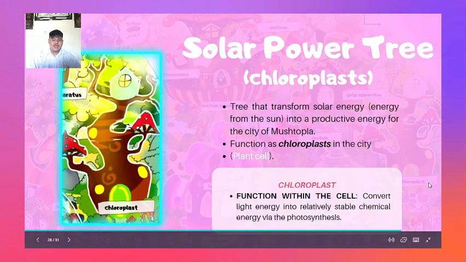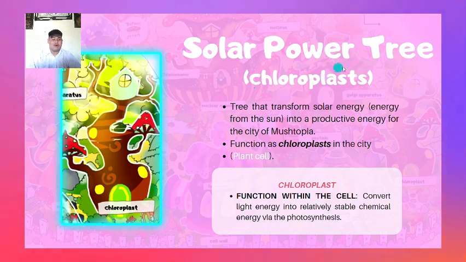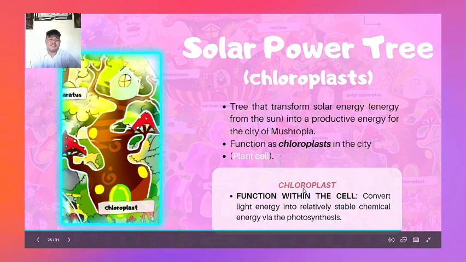Next is the last one, which is the solar power tree. The solar power tree acts as a chloroplast because it is also like a tree that transforms solar energy from the sun into a productive energy for the city of Mushtopia. It functions as a chloroplast in the city that can be seen in a plant cell. The chloroplast and the solar power tree are related with each other because it converts light energy into relatively stable chemical energy via photosynthesis.